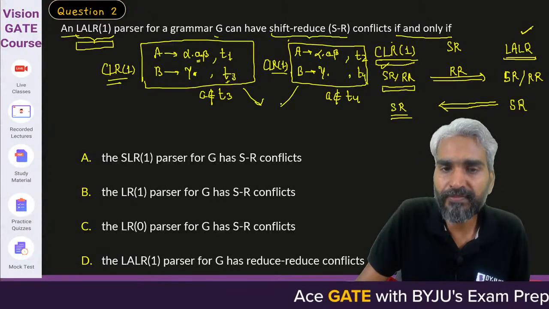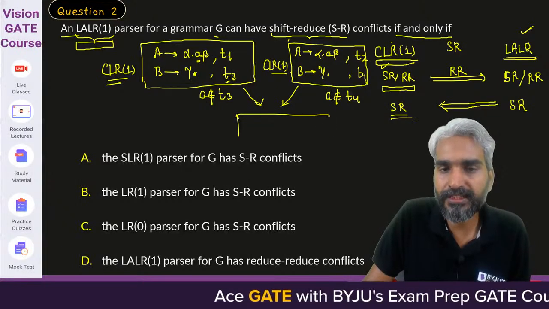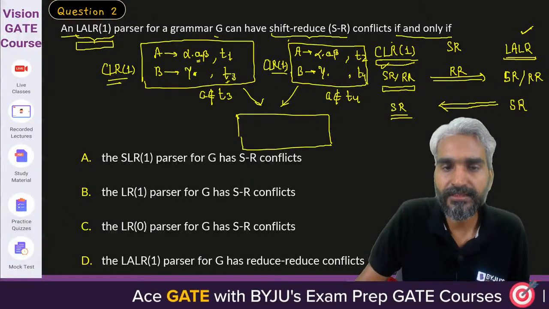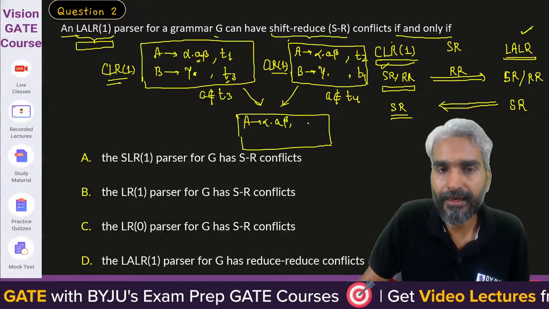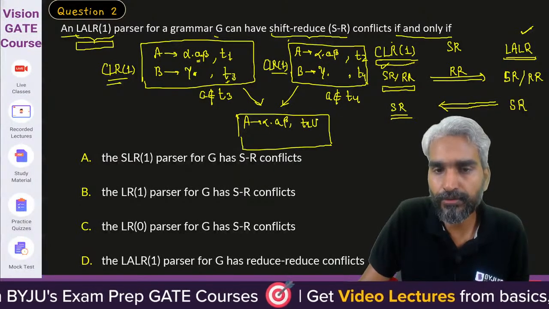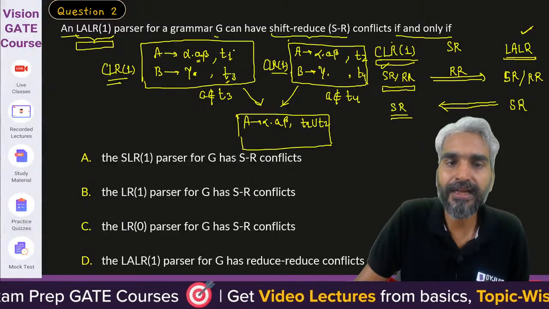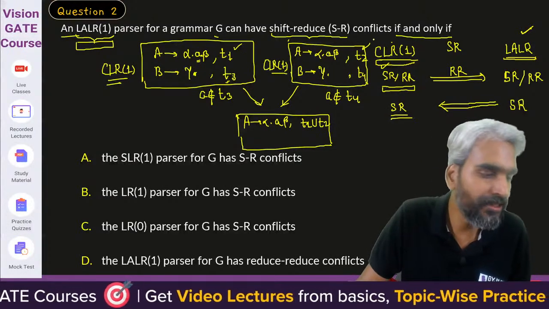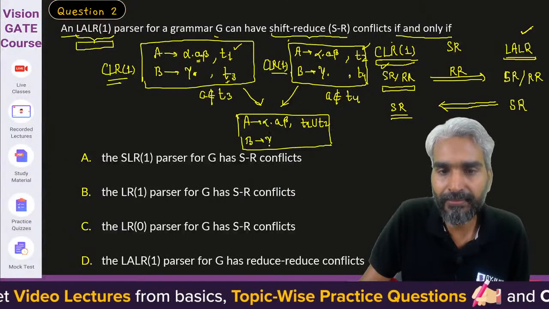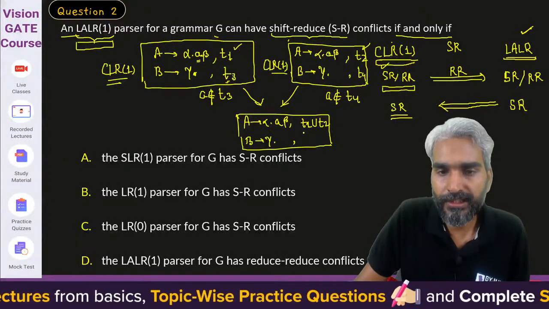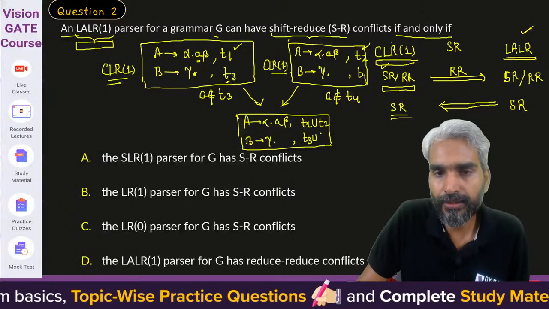What will happen when we merge them? If we merge them, the state will be A implies alpha dot A beta, and this will become T1 union with T2. Whatever the terminals are there in T1 and whatever the terminals are there in T2, they will be merged. And B implies gamma dot, with respect to this, it will become T3 union with T4.